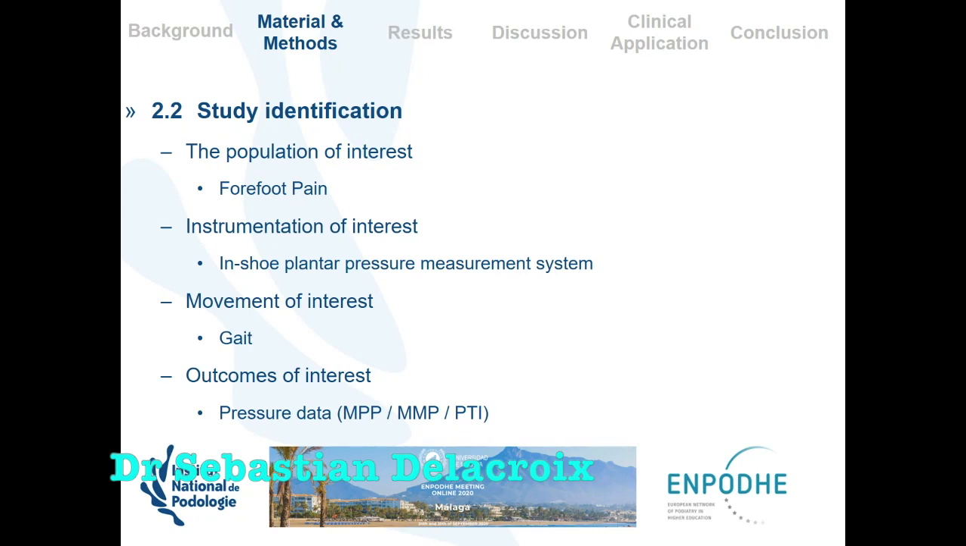To select the studies, we focused only on studies with a population of forefoot pain or history of forefoot pain, only studies with an in-shoe plantar pressure measurement system, only studies that analyzed gait, and only studies with typical pressure data parameters like maximum peak pressure, maximal mean pressure, or pressure time integral.